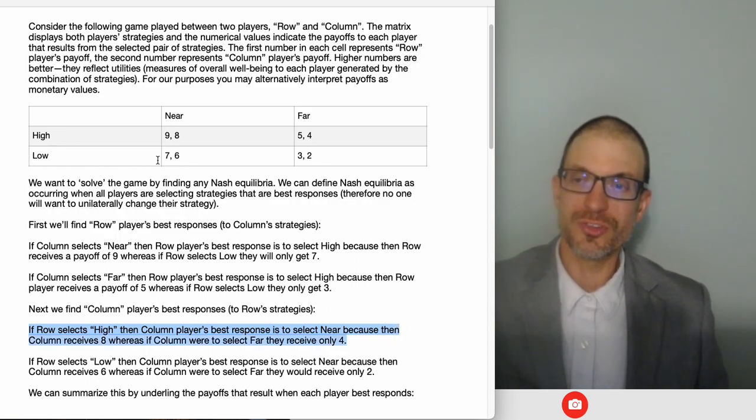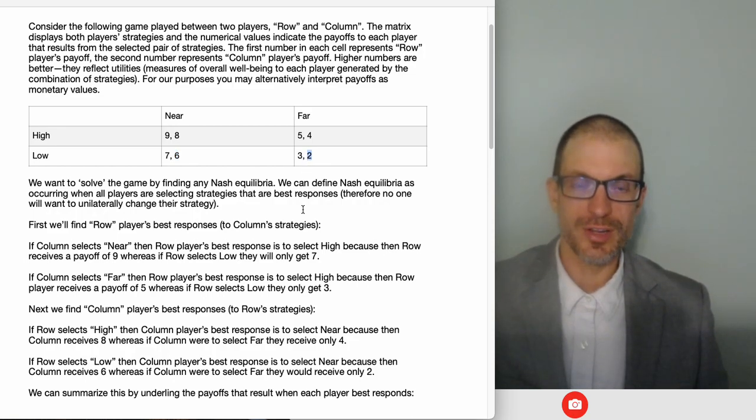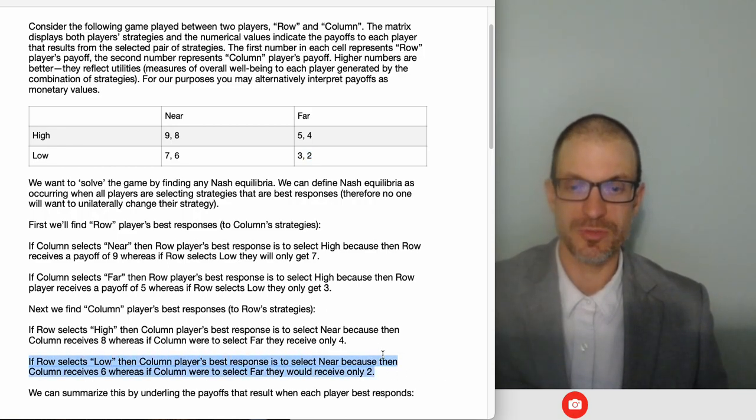What if row player selects low? Well, column could play near and get 6 or far and get 2. They'd rather have 6. So again, they're going to best respond by selecting near. If row player selects low, column player's best response is to select near.